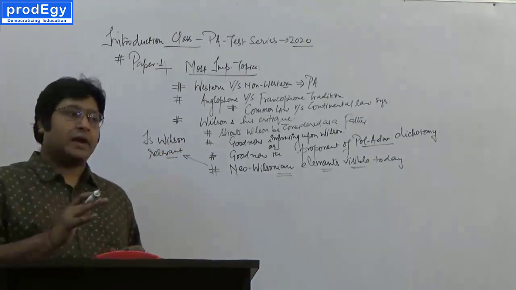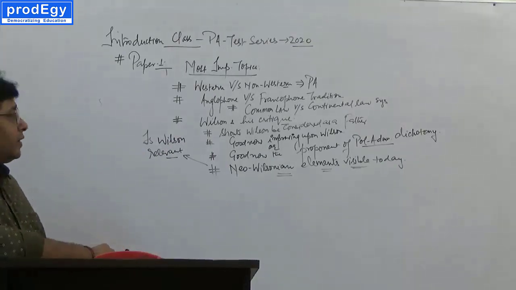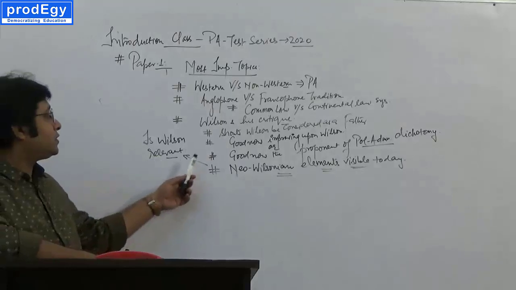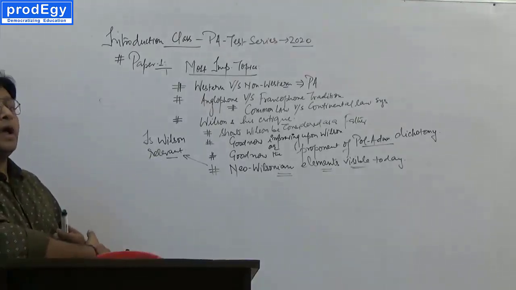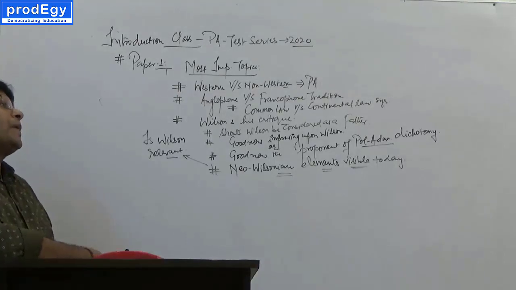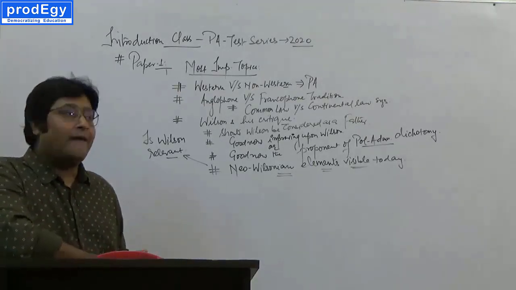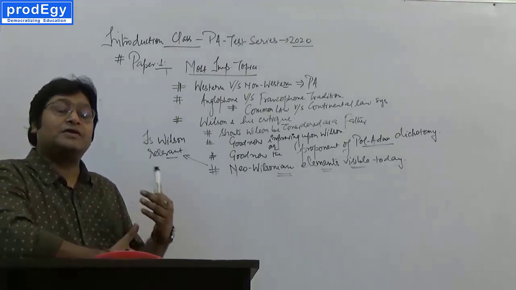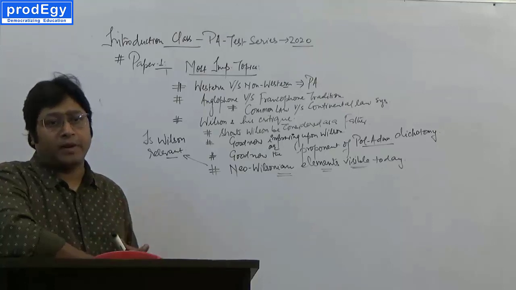Take it at ease. Right? Don't hurry with these things. You have to understand it very logically. So, is Wilson relevant? What are the new Wilsonian elements visible today? How can we understand the contemporary usage and need of Wilson and his science of administration, and his perspective of dichotomy?